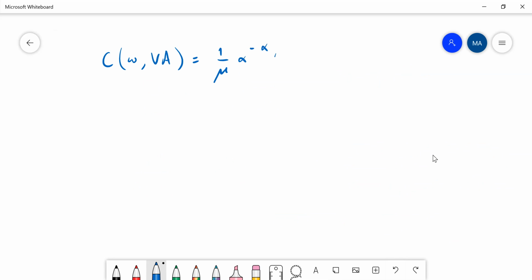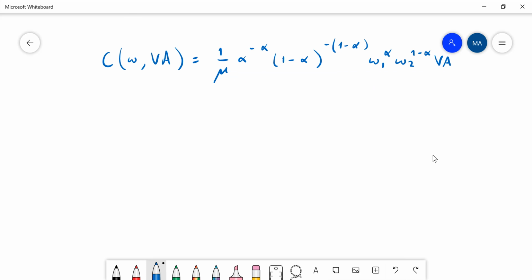Alpha minus alpha, minus 1 minus alpha, W1 alpha, W2 1 minus alpha, times VA. Okay? If you remember our chapter 3 model, if you solve that model, eventually you're going to find that.